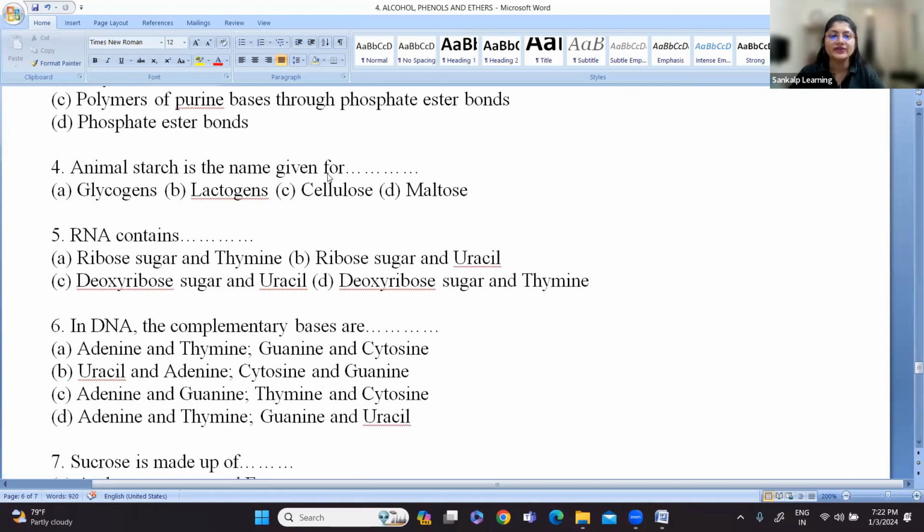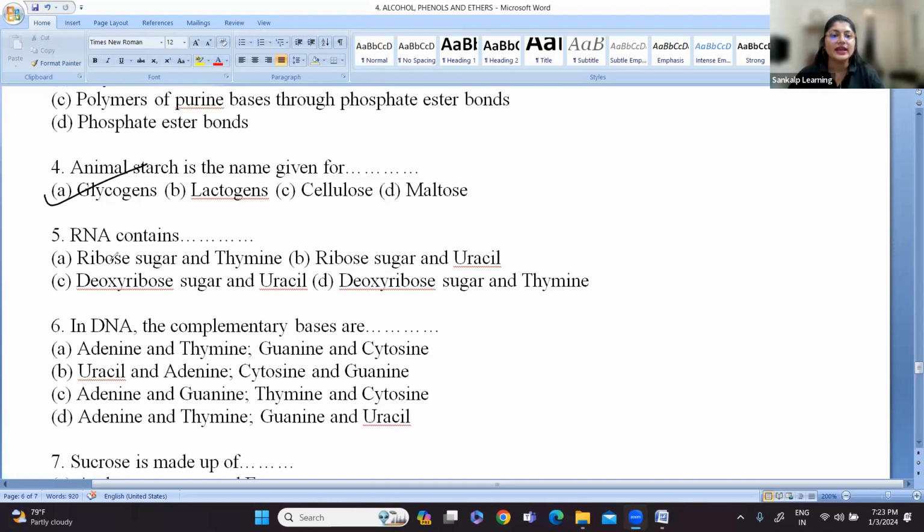Animal starch is the name given for: A, glycogen; B, lactogen; C, cellulose; and D, maltose. Yes, it is A, glycogen. Good. So animal starch is the name given for glycogen. Yes, it is A. Next one.